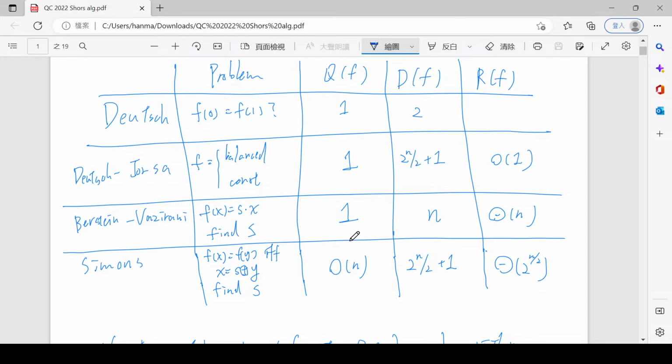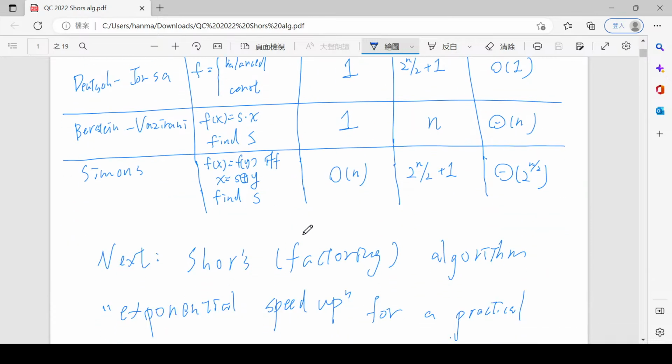Then there is Simon's algorithm, which takes order n quantum queries, and they can prove that for a classical algorithm you need 2 to the n over 2 queries because you are finding a collision.